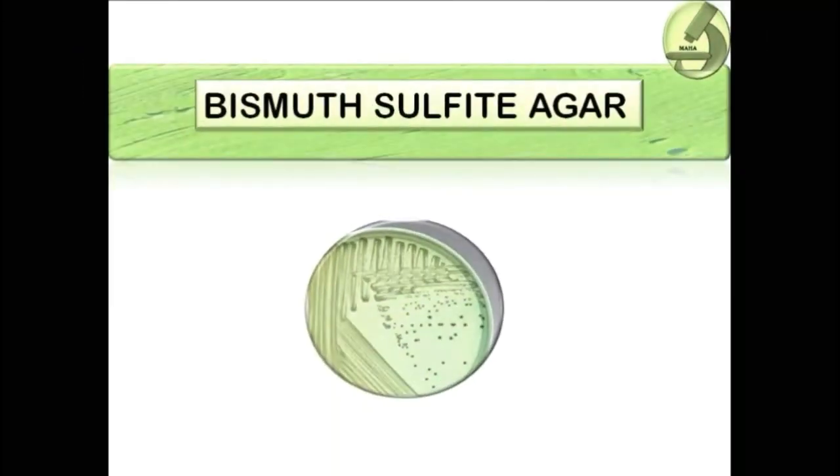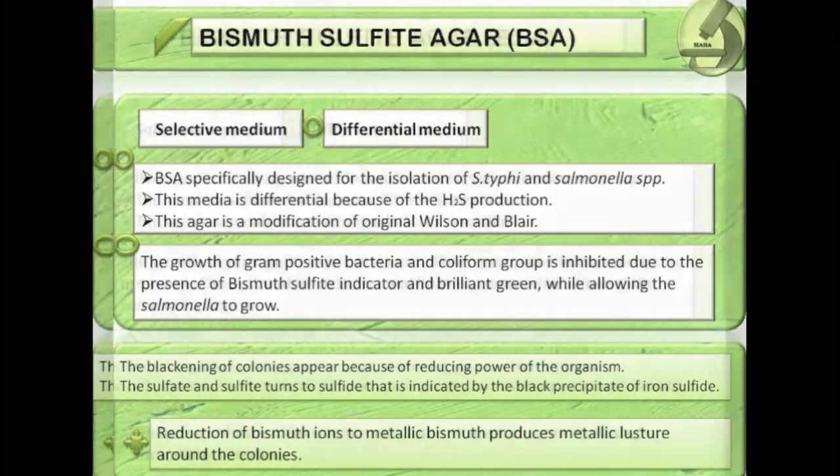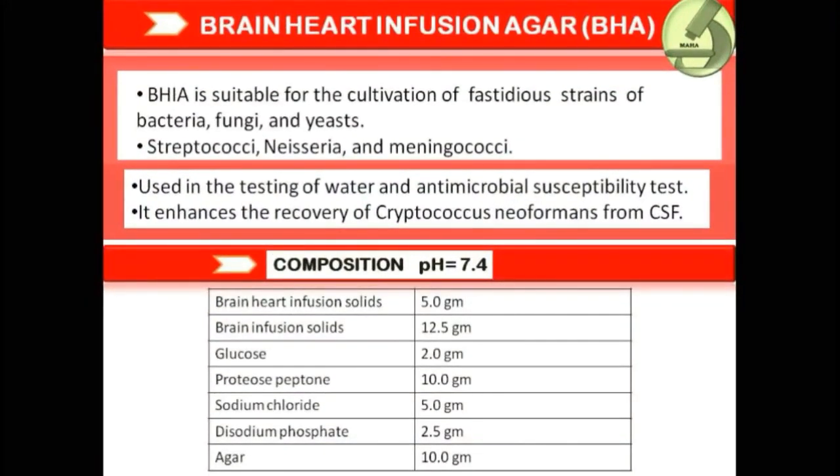Bismuth sulfite agar is a selective medium for the isolation of Salmonella typhi and other species. Brain heart infusion agar. It is used for the isolation of fastidious organisms such as streptococci, meningococci, and Neisseria.